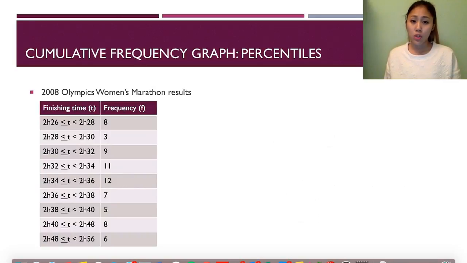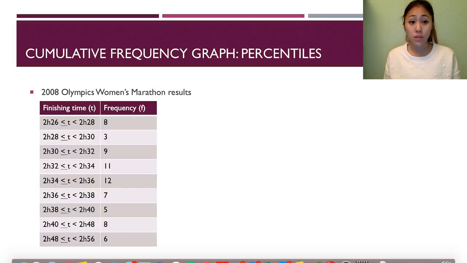Today we're not looking at just frequency, we're looking at cumulative frequency. Here are the results for 2008 Olympics women's marathon records. So here we have finishing times and frequency. Finishing times, as you can see, are ranges. This tells us that this is continuous data and not what? Discrete. Exactly. On the left hand, the smaller value of the range, you see how it's less than or equal to the t, whereas there is no equal to the larger side of the range.